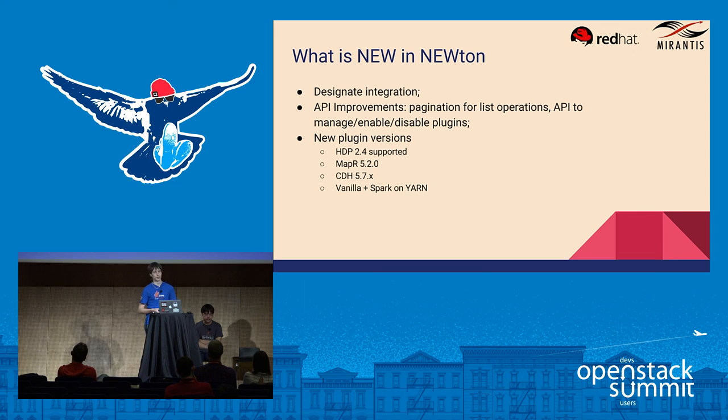Of course, we have the newest plugin versions supported as of the Newton release, which are HDP 2.4, MapR 5.2, CDH 5.7, and the latest release of Vanilla plus Spark, which are now no longer separate plugins. They have been combined under a single Apache plugin and can run both job types which were previously separated.